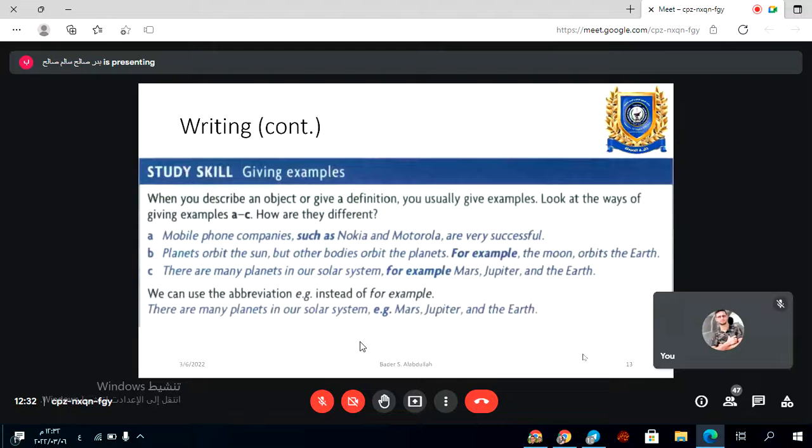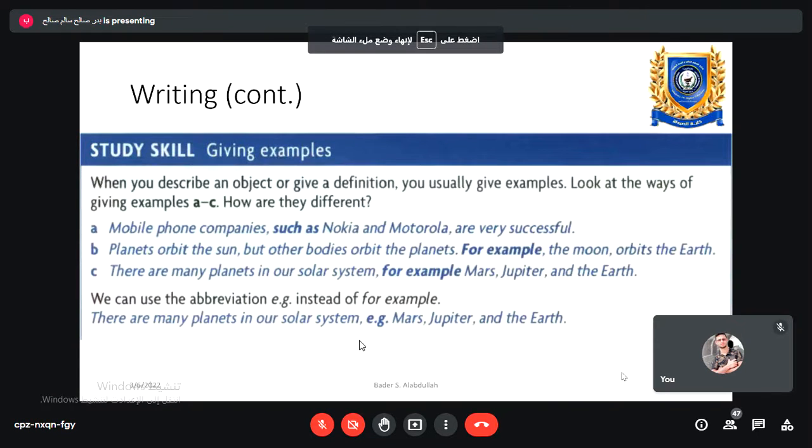الماضي وتكلمنا أيضا عن جزء من ال writing part اللي هو ال definitions, how to use which and that in definitions, and we were talking about giving examples when you describe something or you give a definition.